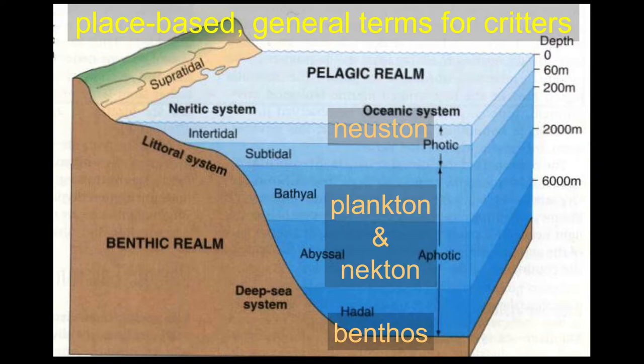And I'm going to give you a couple different names. So the first is, let's start with the easiest one, benthos. That's just like benthic, right? So of or associated with the bottom. A crab that's walking along the bottom of the ocean is a benthic crab or is of the benthos. Cool?